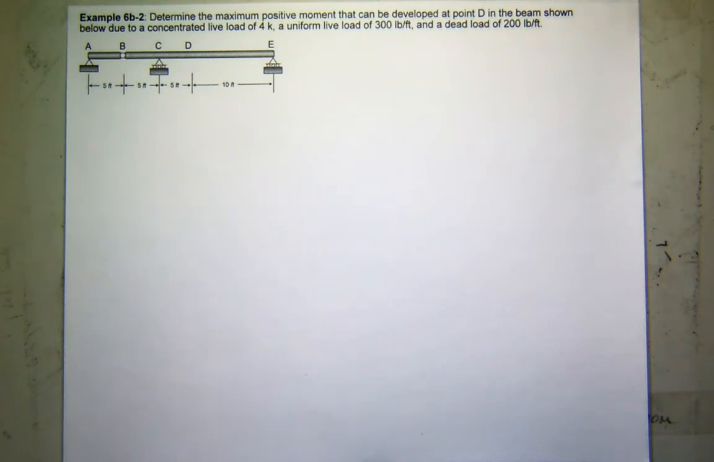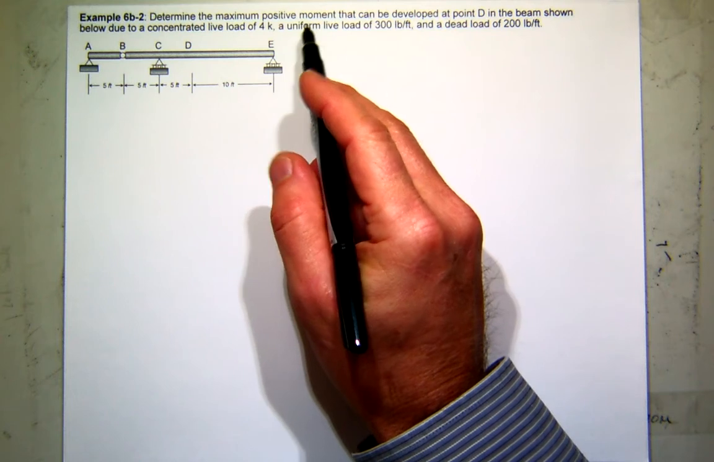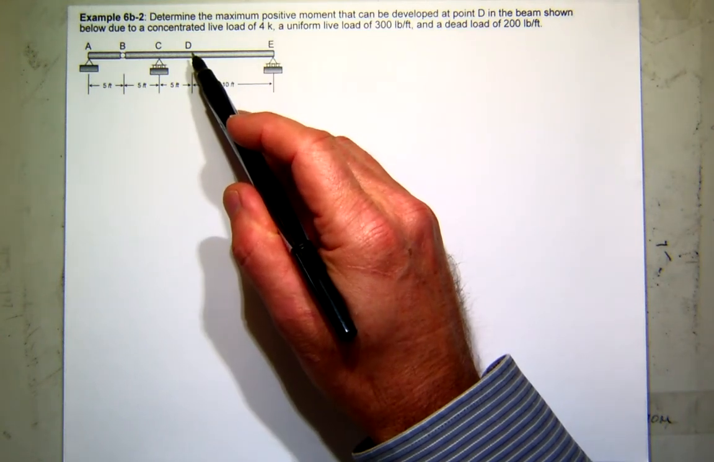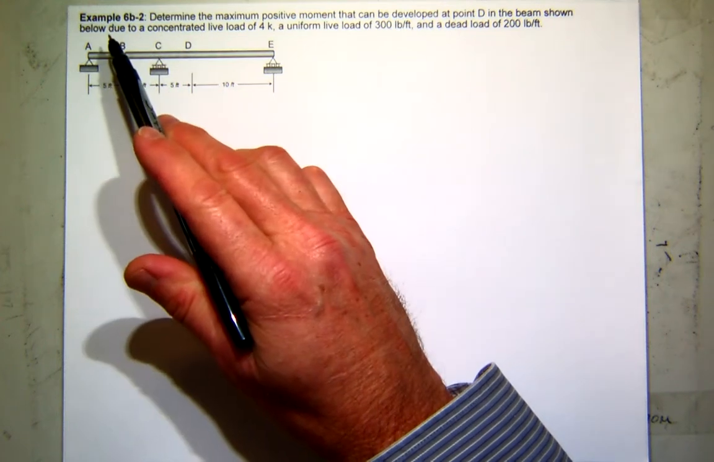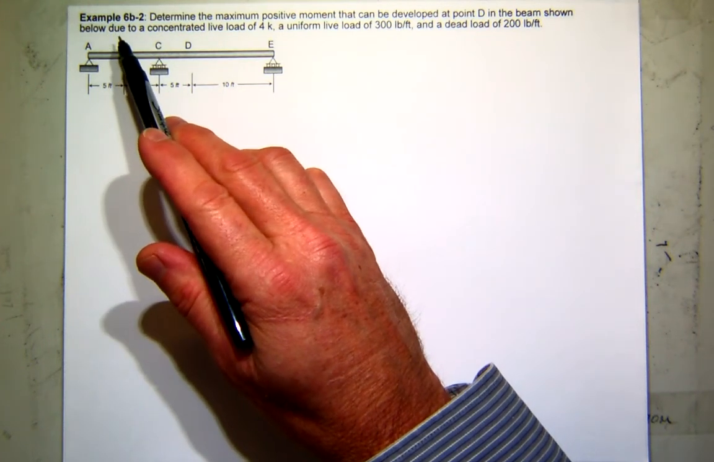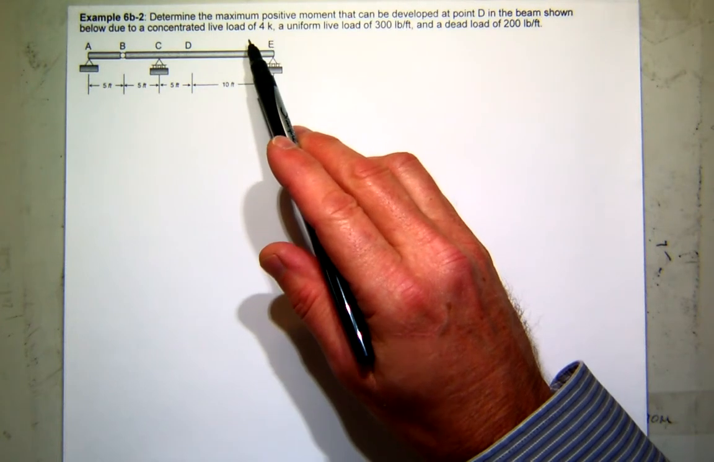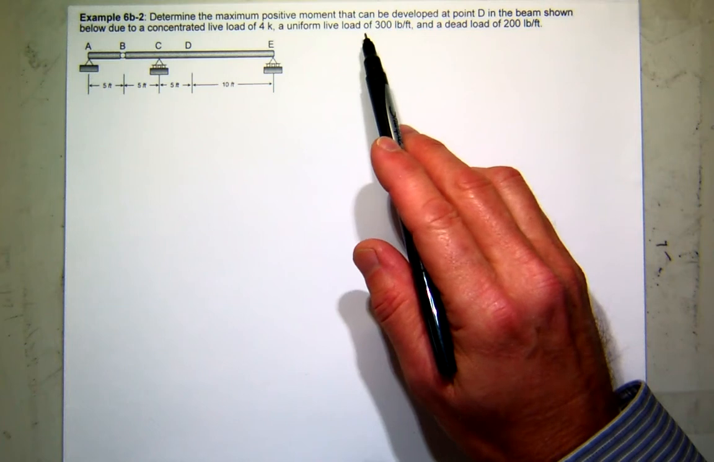Okay, so in this problem, we're looking for the maximum positive moment that can be developed at D. There's D right there. So I want to find the maximum moment developed at D for this problem. And also, the loading is a concentrated live load. So that's a point load that's moving. We have a uniform live load, 300 pounds per foot.